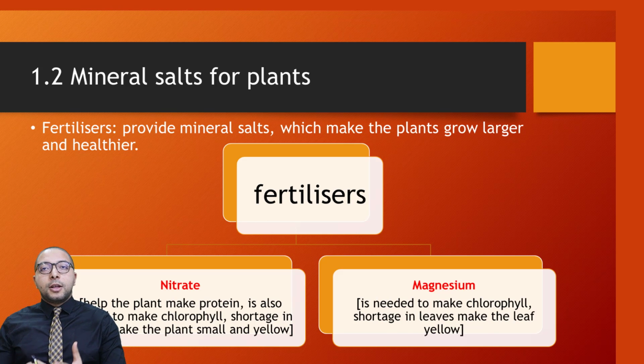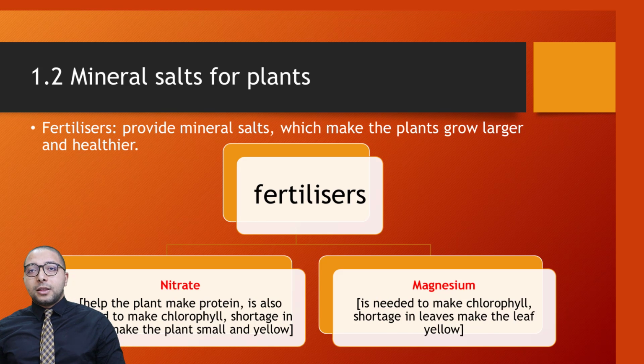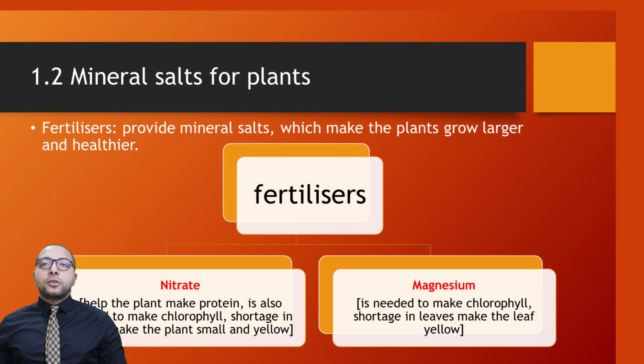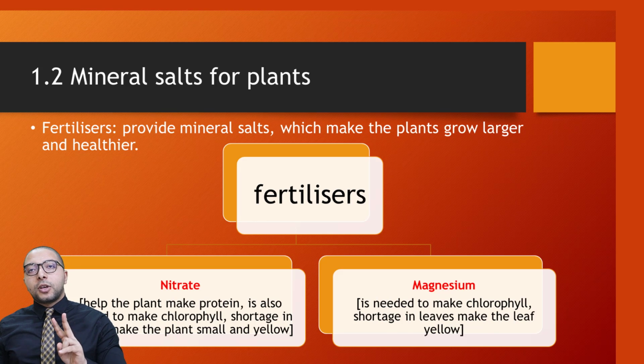It's the same with plants. Plants use minerals in very small amounts in order to stay healthy. These minerals are found inside the soil naturally, or can be found in something called fertilizer, which is man-made. What are fertilizers? Fertilizers are minerals that provide salts to the plant in order to make the plant grow larger and healthier. We're going to discuss two different examples of minerals.